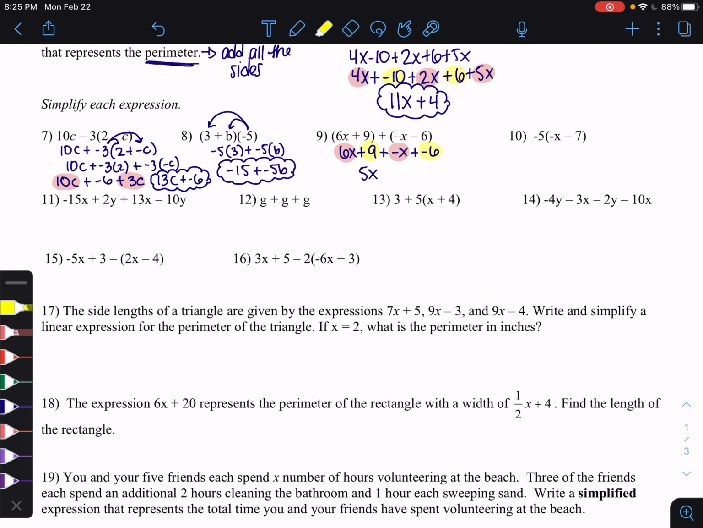In number 10, just the distributive property here. So I've got negative 5 times negative x plus negative 5 times negative 7. Again, we treat that minus 7 like a negative. So a negative times a negative is going to be a positive 5x. A negative times a negative is going to be a positive 35.